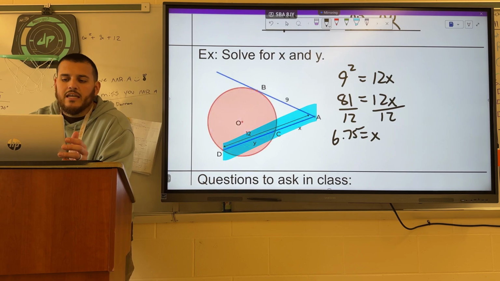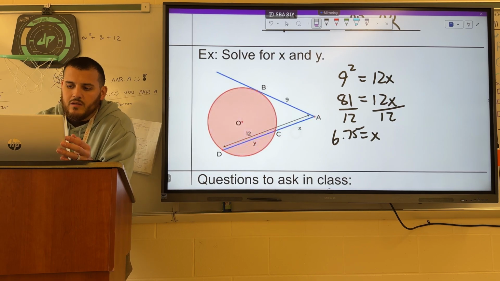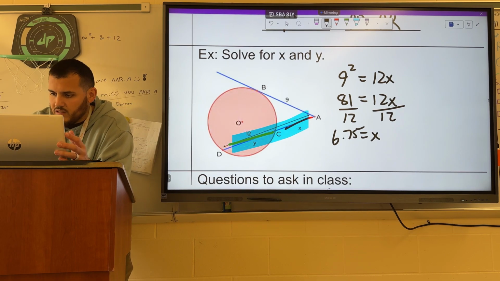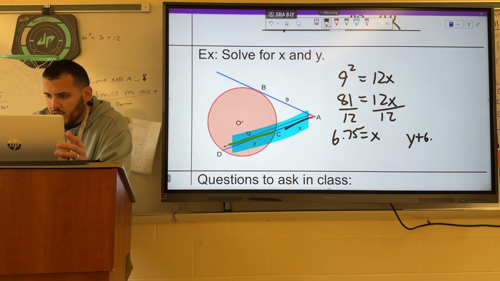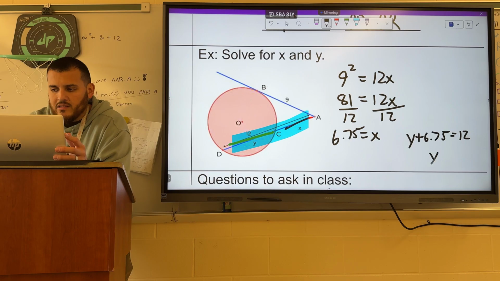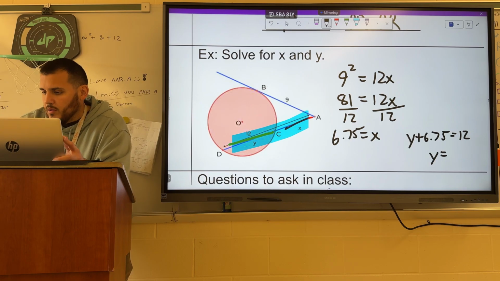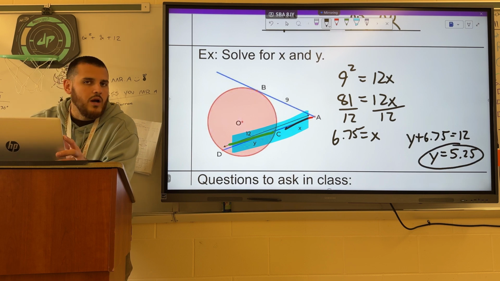6.75. Now I can find y with just simple segment addition. That x plus the y has to equal the whole thing, which is 12, right? So we have y plus 6.75 equals 12. You can subtract that 6.75 from both sides and you're going to get 5.25 for y.